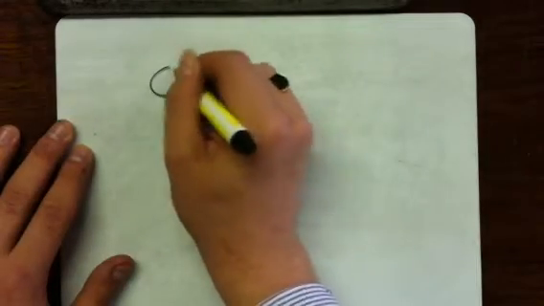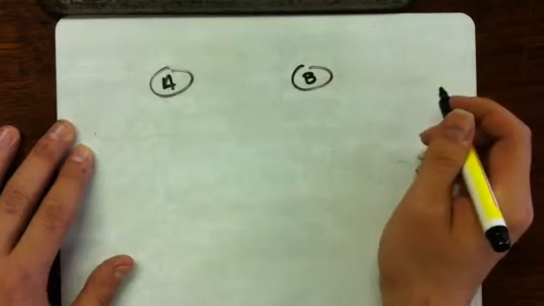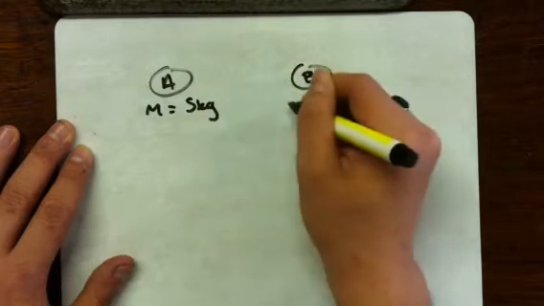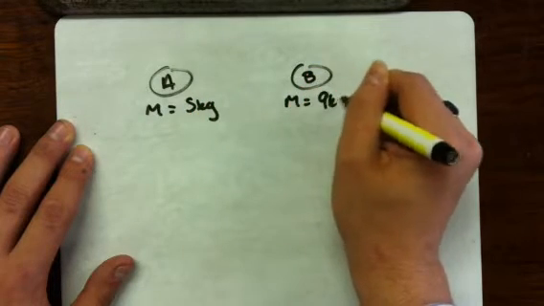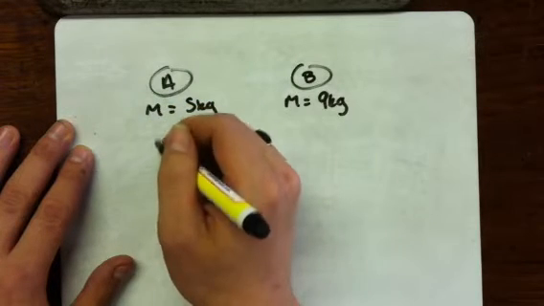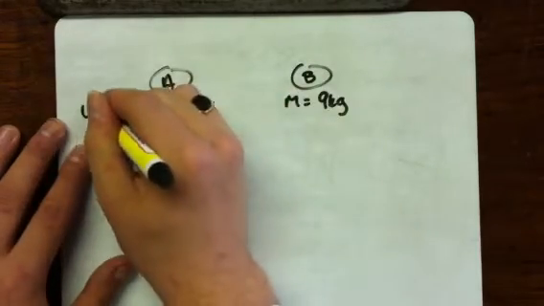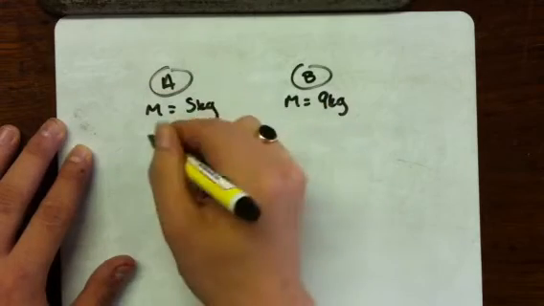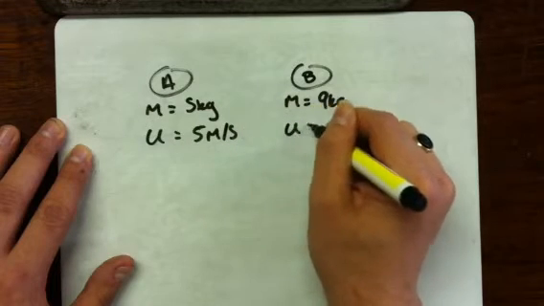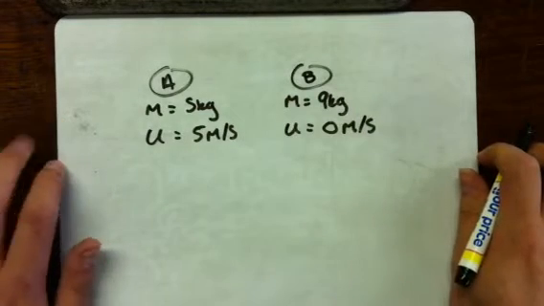So we start off by drawing a diagram of A and B, point masses, so they're just circles. A, as we've just said, has a mass of 5 kilograms. B has a mass of 9 kilograms. A has an initial velocity of 5 meters per second. Now, a velocity we usually represent with a V, but if it's an initial velocity, we represent it with a U. So I'll be saying that u equals 5 meters per second. And if it's at rest, initial velocity, or u, equals 0.